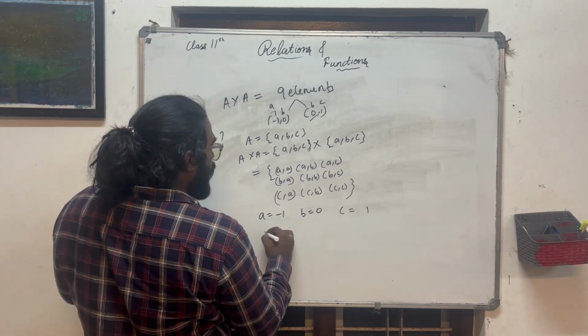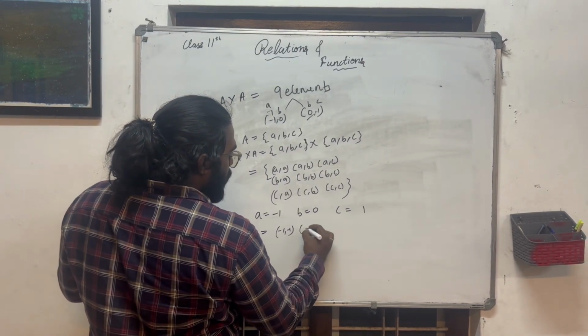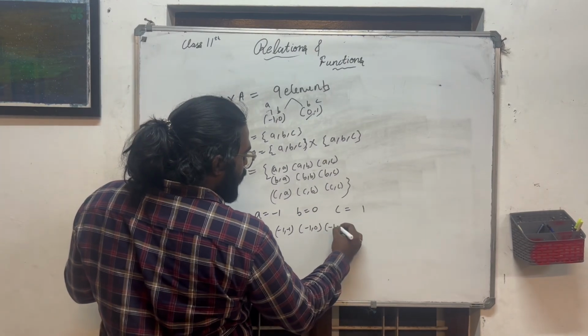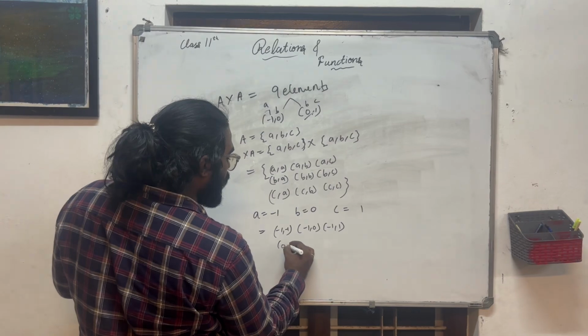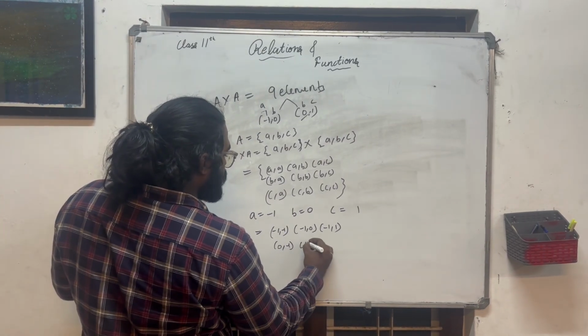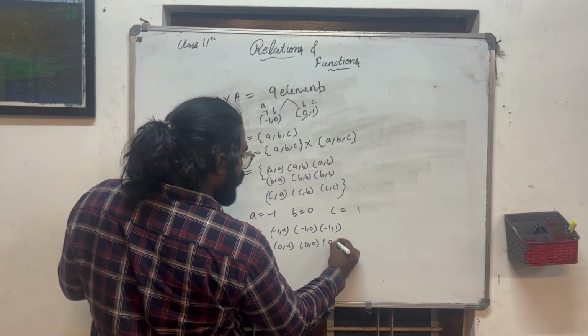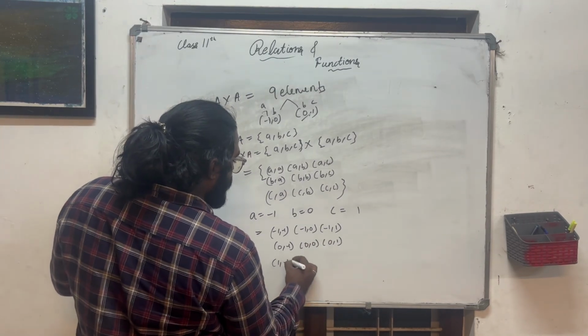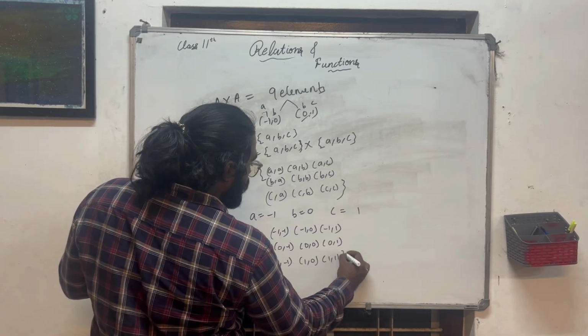तो क्या होगा, (a, a) मतलब (-1, -1), सही है, (-1, 0), (-1, 1). फिर क्या है, (b, a), b क्या है 0, a -1, (0, -1), (0, 0), (0, 1). फिर आएगा (1, -1), (1, 0), (1, 1).